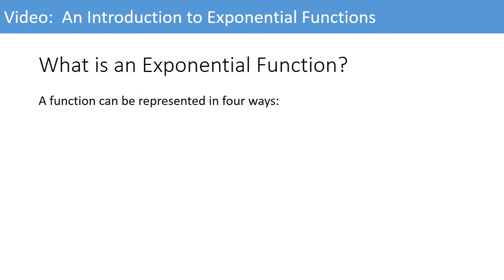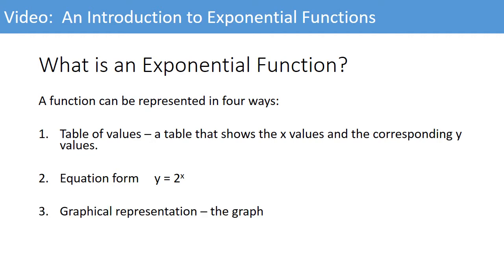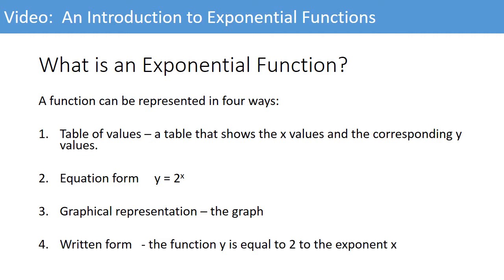A function can be represented in 4 ways. A table of values. This table shows the x values, or the input into the equation, and the corresponding y values that represent the results. In equation form, y equals 2 to the exponent x. A graphical representation, the graph, and the last, of course, the written form: the function y equals 2 to the exponent x.